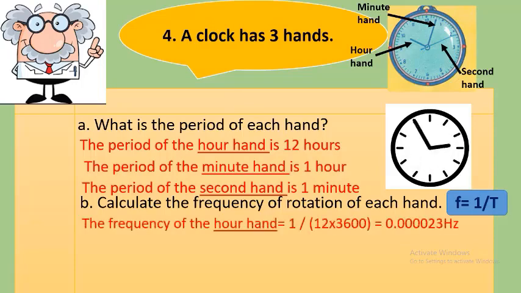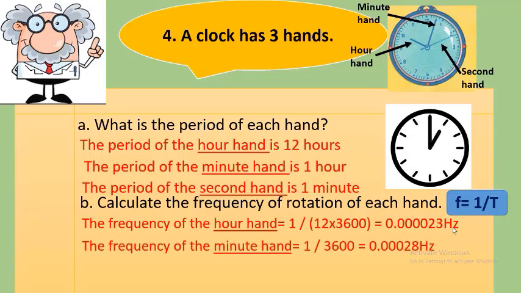So for the first one, the frequency of the hour hand, we put 1 divided by 12 times 3,600, because there's 12 hours, and in each hour we have 3,600 seconds. So we end up with a frequency of 0.000023 Hertz.